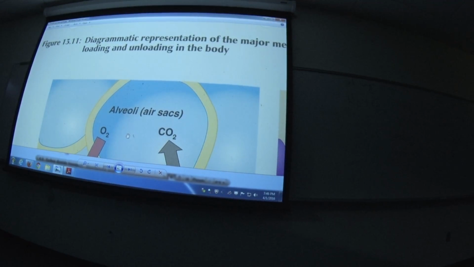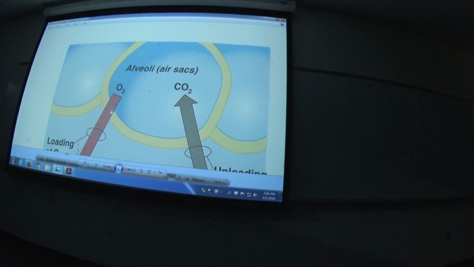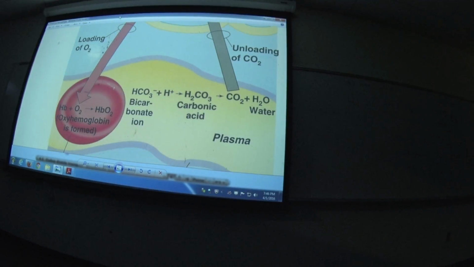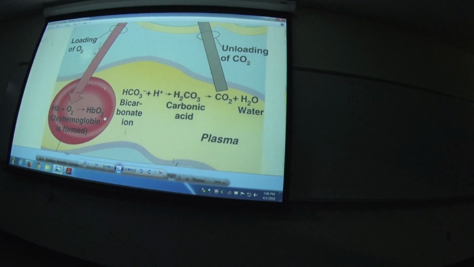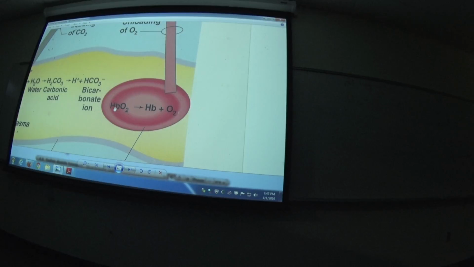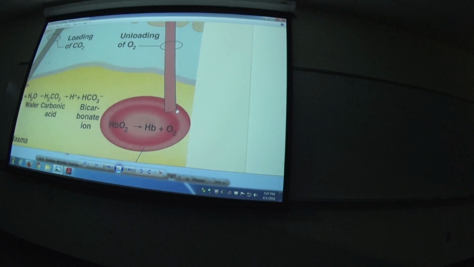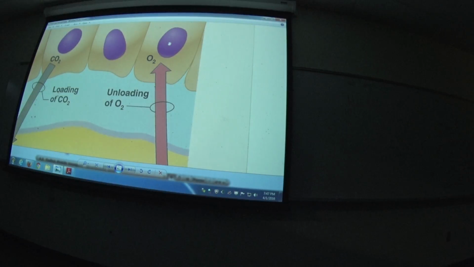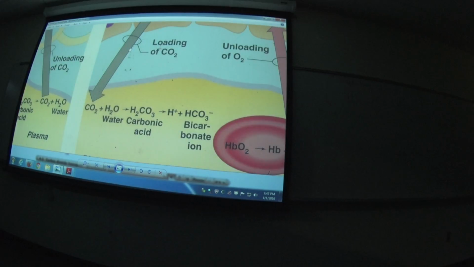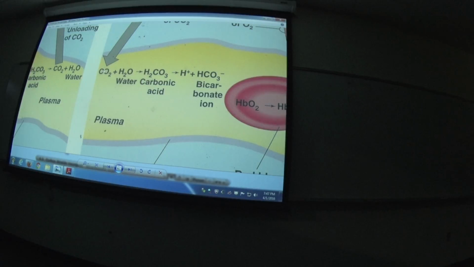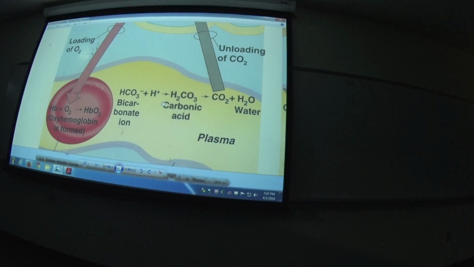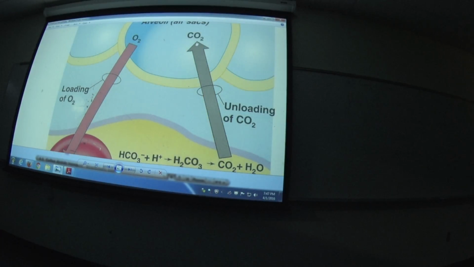So oxygen, take a deep breath. Oxygen diffuses into my blood. Here's my blood cell. I'm loading. So the Hb plus O2 makes HbO2, oxyhemoglobin. My heart pumps it to my body. I then reverse my equation. I unload, dissociate into my tissues. The tissues convert that into energy, making CO2. CO2 then goes into my blood. The most common one is this one, where I make bicarbonate ions and carbonic acid. It then gets sent to my lungs. I undo that to get rid of it.